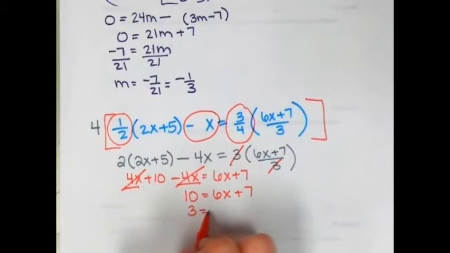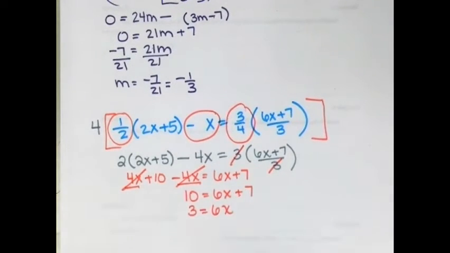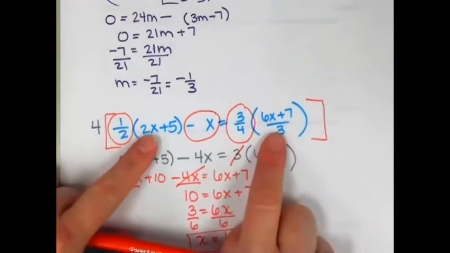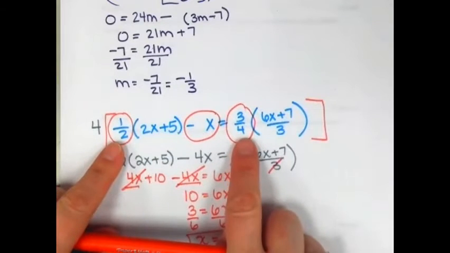So I get 3 equals 6x. Divide by 6. And what's 3 over 6 simplify to? 1/2 as well. And there you go. Does that make sense? Yeah. The biggest thing is everyone wants to keep multiplying inside the parenthesis. You only do what's being multiplied.